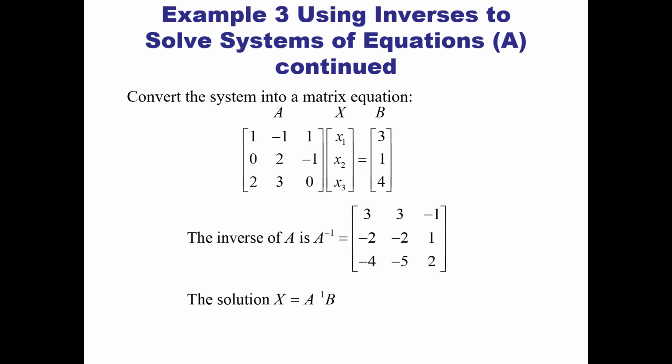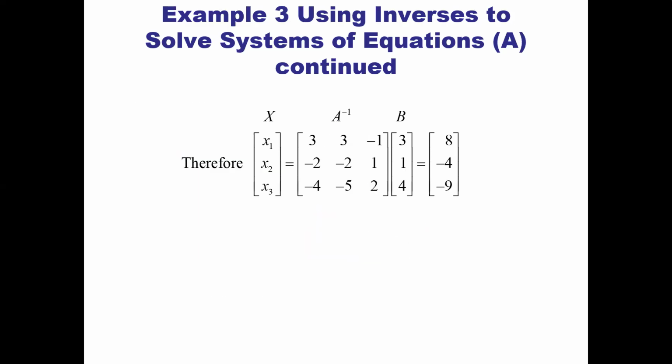Again, the key thing is once we have it into the form here with the A, X, B, then we just have to find A inverse. We know how to do that longhand. We also know how to do it in a calculator. We can get that, and then all we have to do is multiply here, and we get our values, and we get x1, x2, and x3.